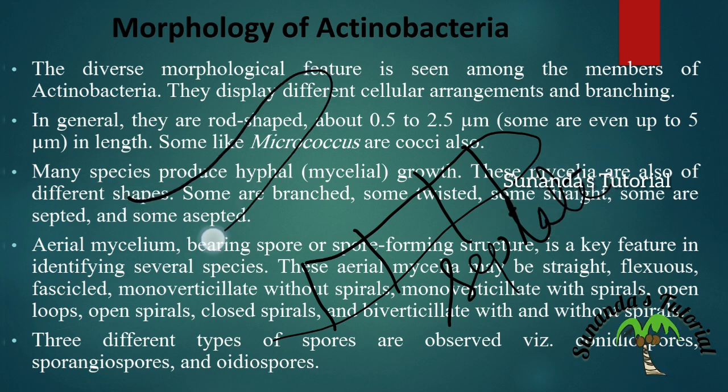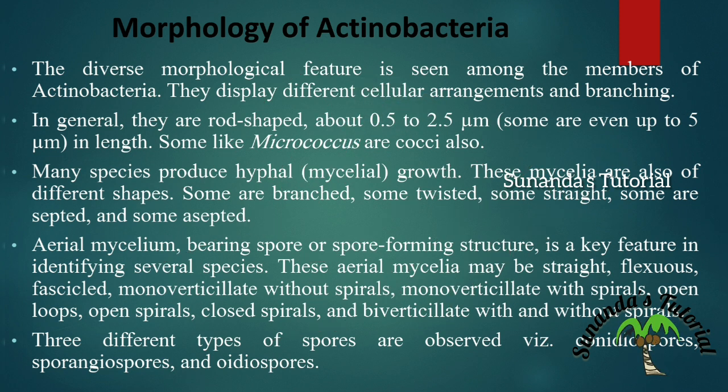But some lack those septa, and are called aseptate. Okay. Next. Aerial mycelium grows on the surface, bearing spores or spore-forming structures. These are key features in identifying several species. We can identify several species of Actinomycetes by simply observing their spores and pattern of spore formation.